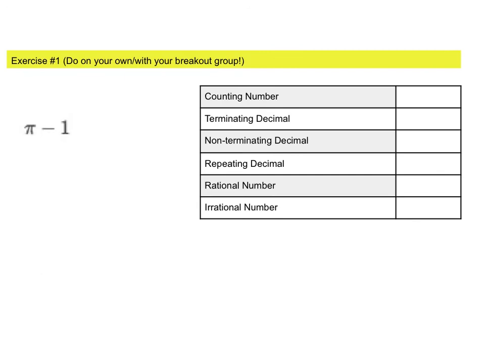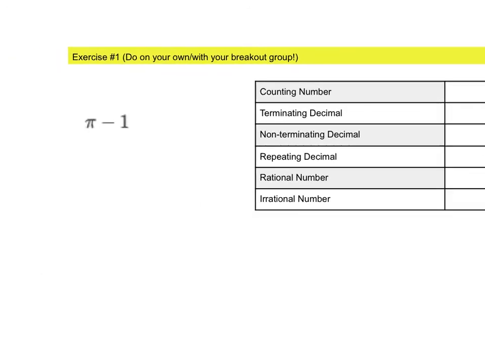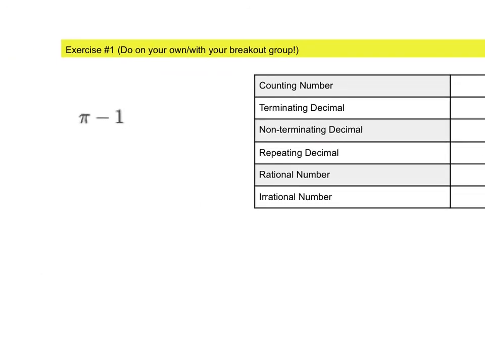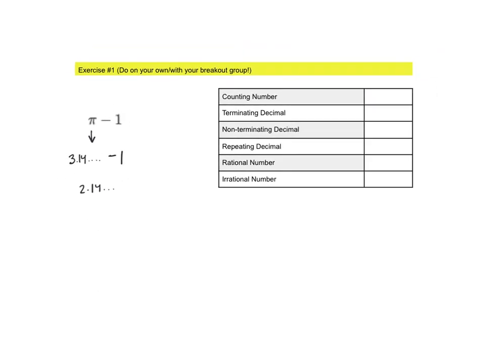All right, I want you to go ahead and try this one on your own. It is pi take away 1. So I'm going to help you out a little bit here. 3.14 dot dot dot minus 1. So this is going to be 2.14 dot dot dot. Goes on forever. We don't know what comes next. So go ahead and classify that as the things off to the right side, and we're going to go over it in about 30 seconds. Okay?